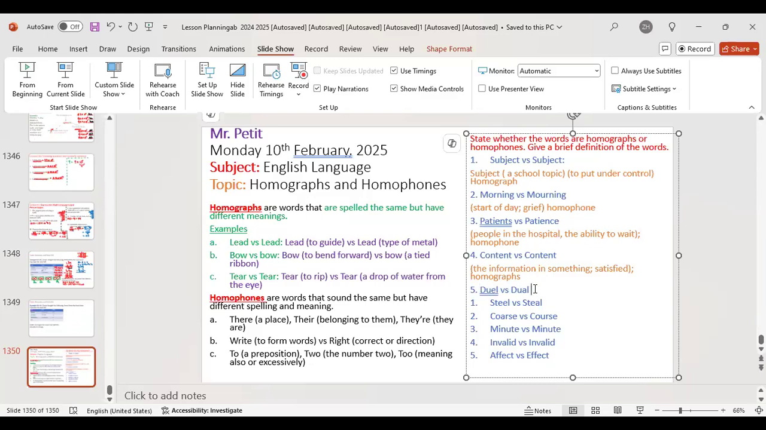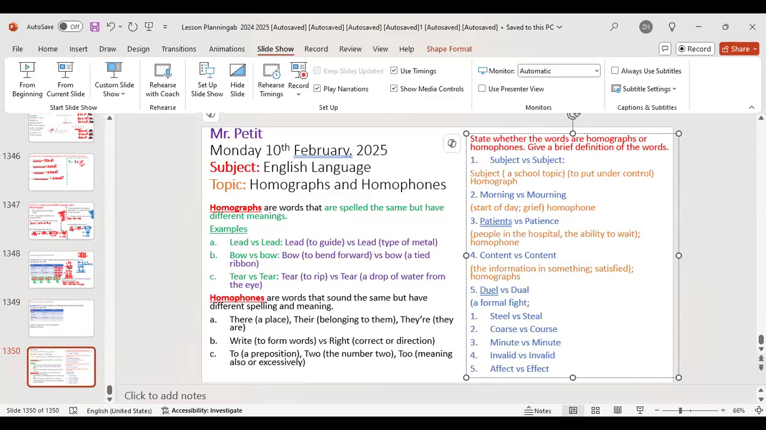Duel is like when two people are going against each other. Very good. So that's a homo. A duel is a fight. A fight.